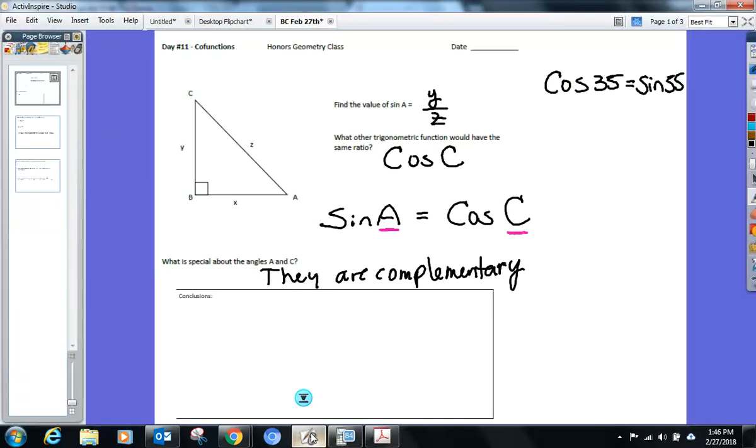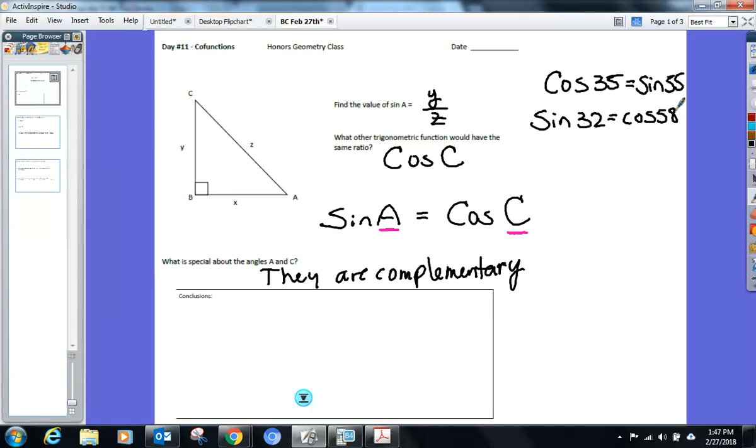Let's try this again. Andrew, give me another acute angle. Predictions what the sine of 32 will be equal to. It'll be equal to the cosine of 58. Okay, just checking. Good, as long as they're complementary.